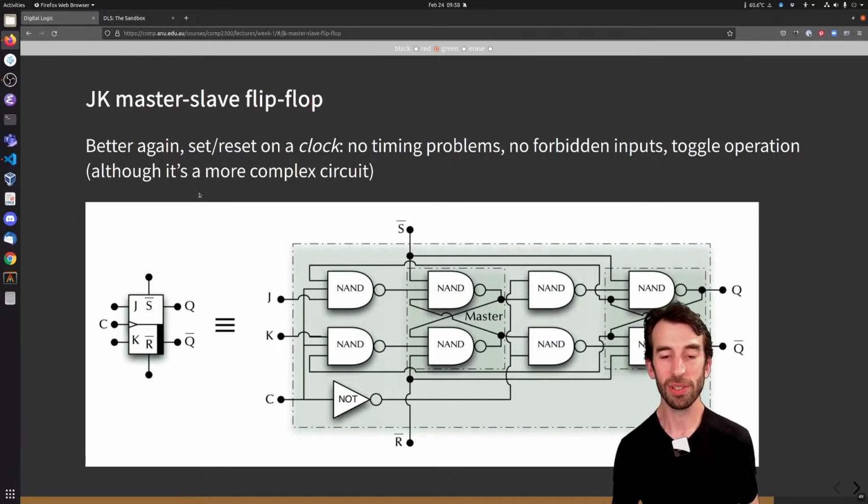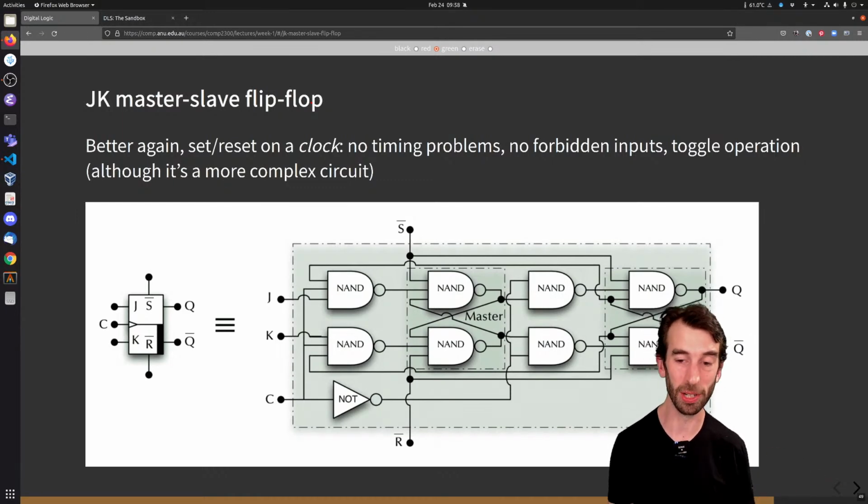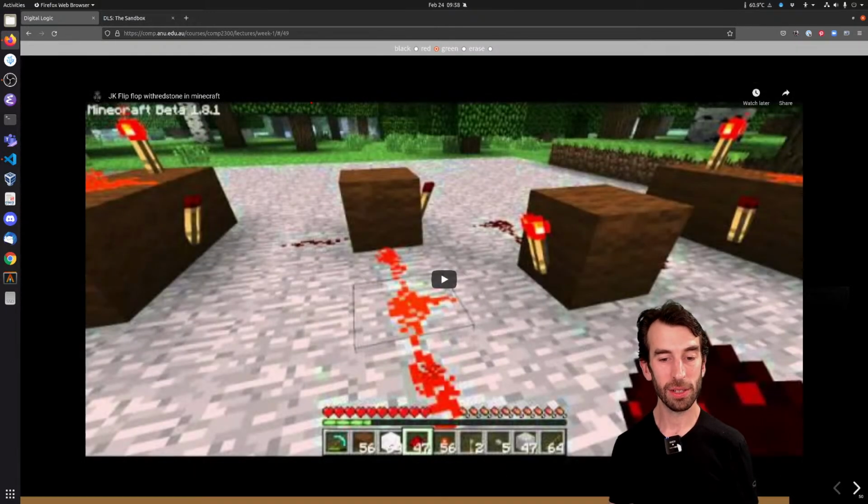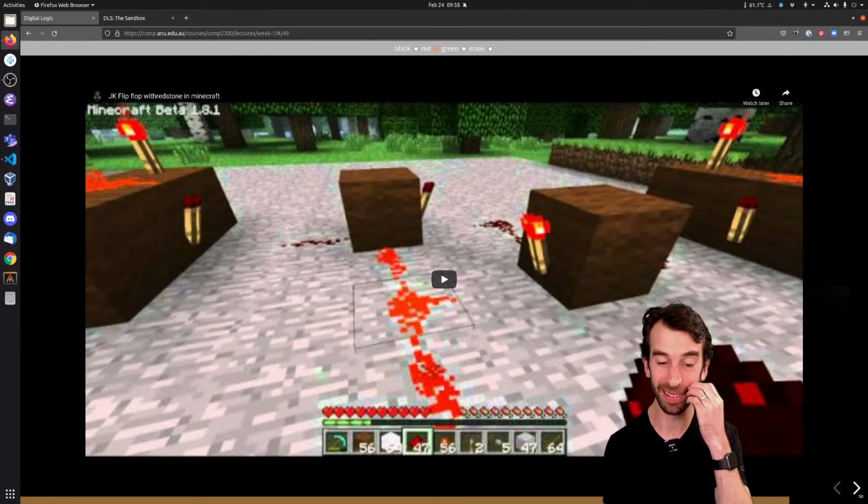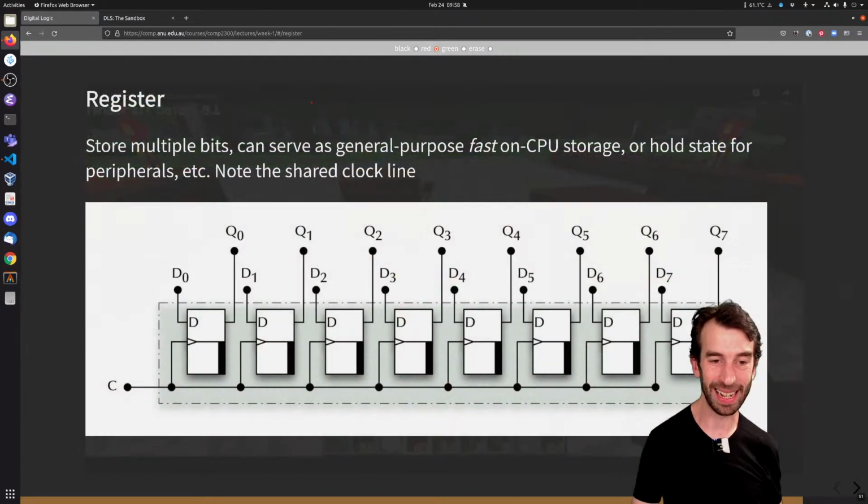So this one lets us use a clock signal to set the outputs, which will then stay locked in. Definitely a more complicated circuit, but this is the one which is probably more common. The SR latch is the really simple version of the same thing. Oh, you can also make these things in Minecraft if you want. There's a link to a video in the slides.